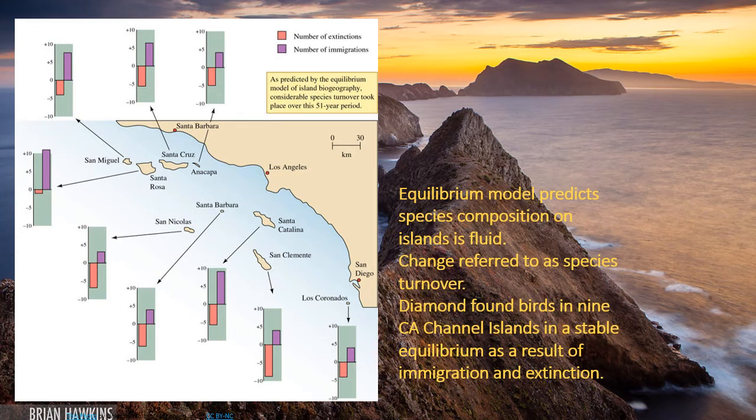So the orange bars are the number of local extinctions. We can see 5 species disappeared off of Santa Cruz Island, but then you also had 5 or 6 species appearing as new immigrants in that 51-year period on Santa Cruz Island. So sometimes some of the islands were not exactly even in their immigration and extinctions. Some of them were very even. Overall, we can definitely see that there is a species turnover in the composition of the islands.